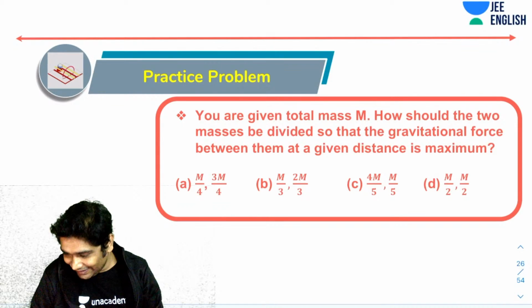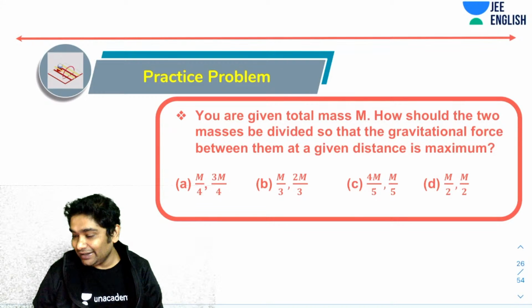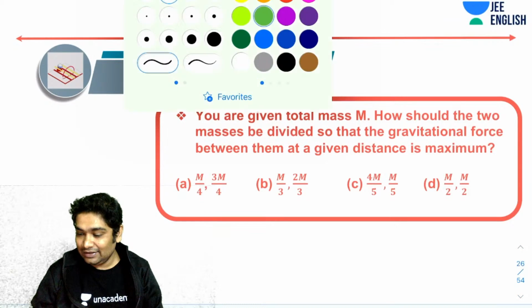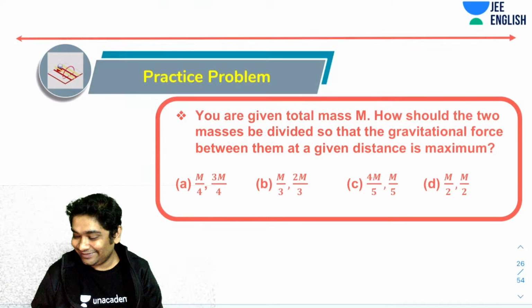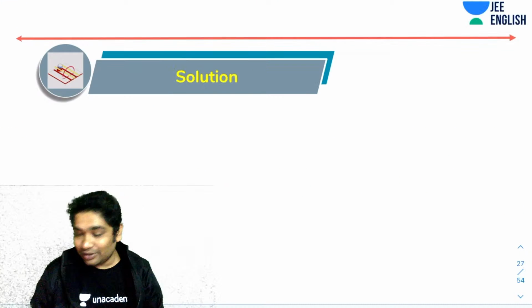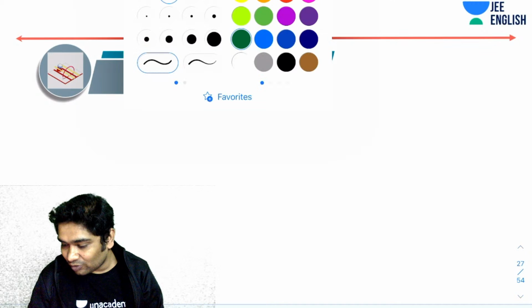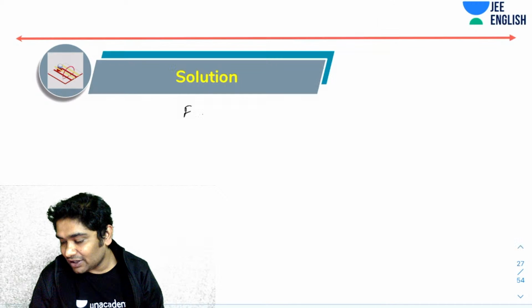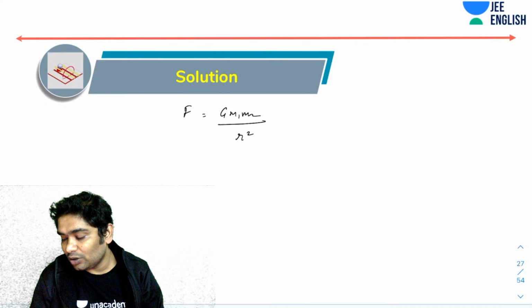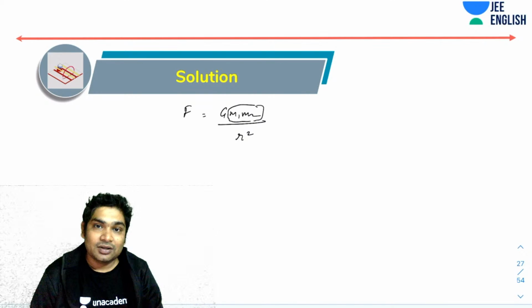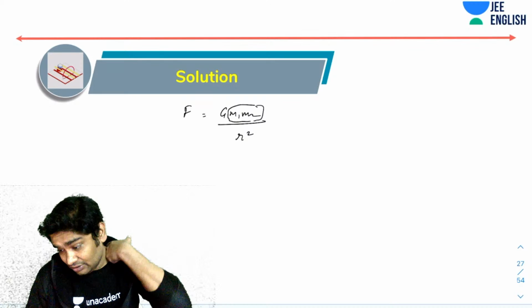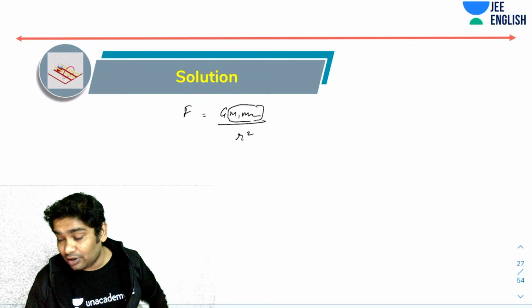D, absolutely. D is correct. D is the correct answer. Yes, well done. So you just need to remember what the force was. Force of gravitation was G m1 m2 over r square. So all you want to do is maximize this term. And you should know that this is a standard result. In case you did not know, now you can remember this.